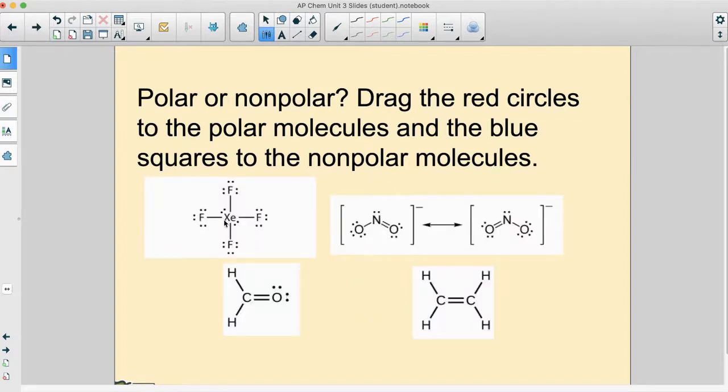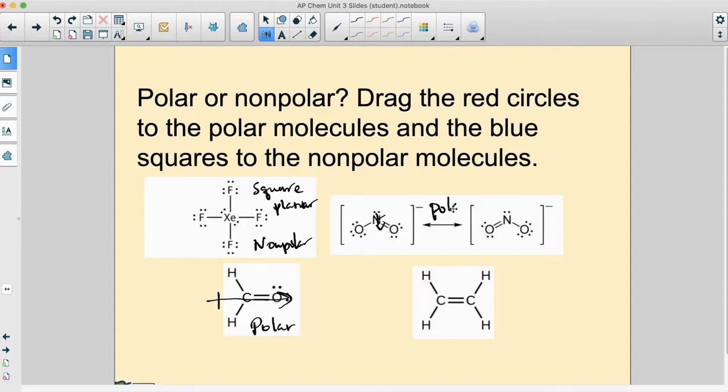Okay, a couple more examples. If you look at this XeF4, this is a square planar geometry. So the dipoles all cancel out, okay, because they're in a square, and this is nonpolar. Here in formaldehyde, we have a dipole that goes towards the oxygen, the electronegative oxygen. Formaldehyde is polar. Here we have a lone pair, and this is bent. So oxygen is slightly more electronegative than nitrogen. So something like this, okay, on the NO2 minus, the nitrite ion.